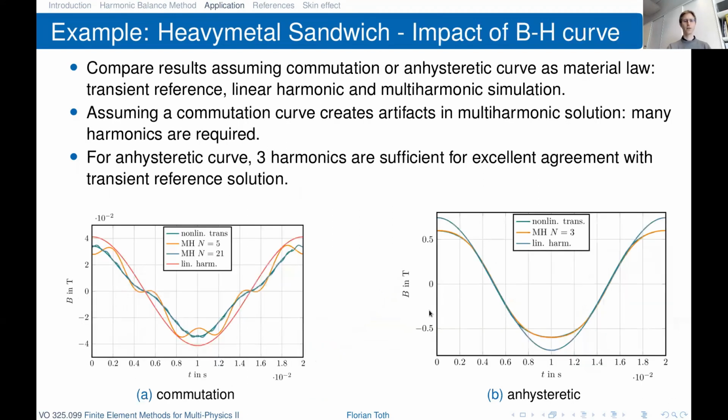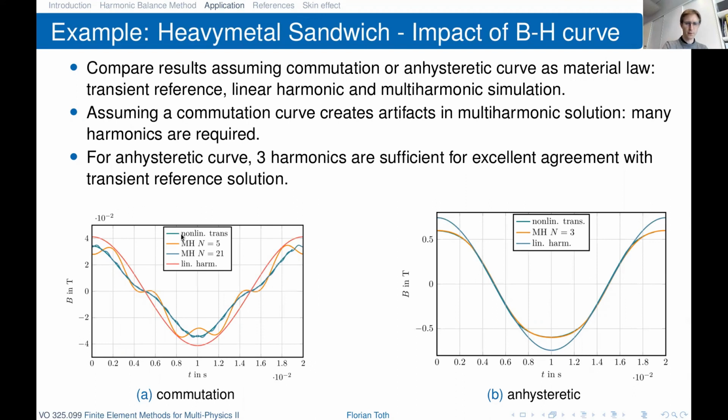Let's quickly have a look at the impact of this difference. So here we compare the results assuming the commutation or the unhysteretic curve as the material law, and we compare transient reference, linear harmonic, and multi-harmonic simulation. On the left-hand side, we have a graph that shows the time history of the periodic solution. So we transfer the harmonic components again into the time domain to display the solution. And here we have one period.